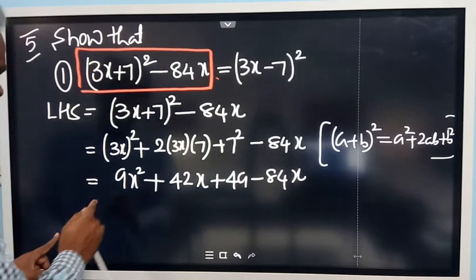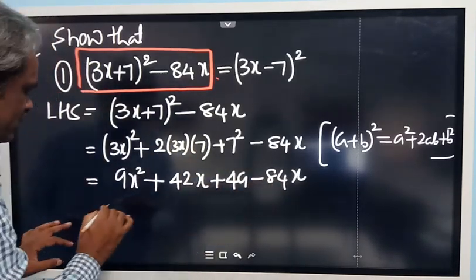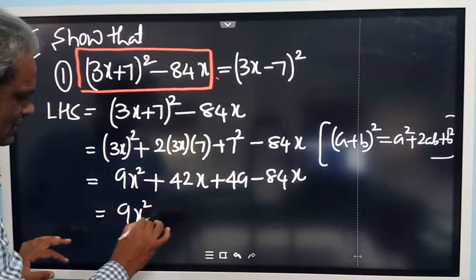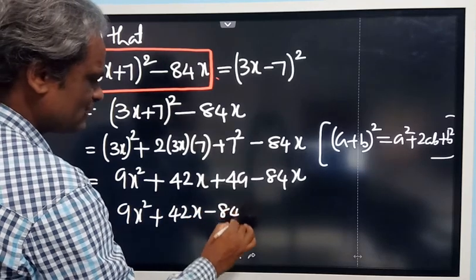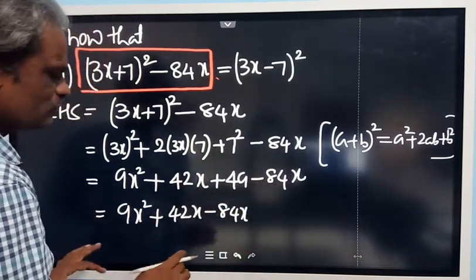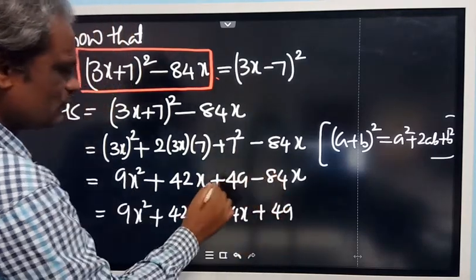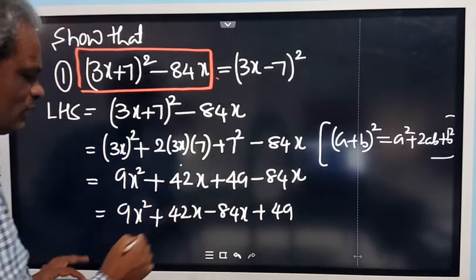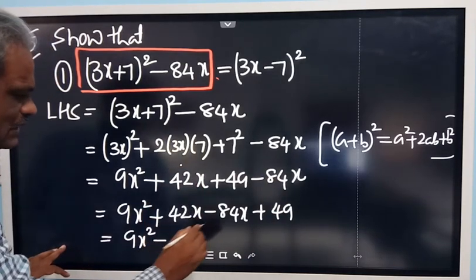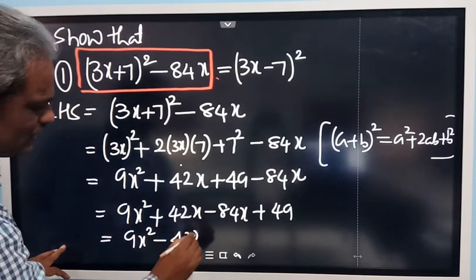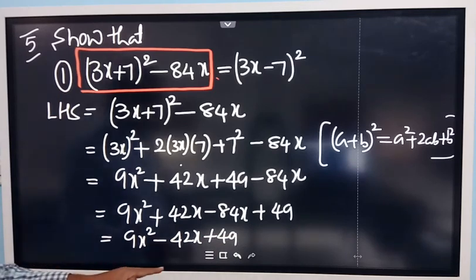Okay. Then you can write the like terms together, 84 and 42. So let us write 9x² as it is, 42x as it is. I will bring this minus 84x to the left side, near to 42x. Then 49. So then it becomes 9x², and this will become minus 42x plus 49.